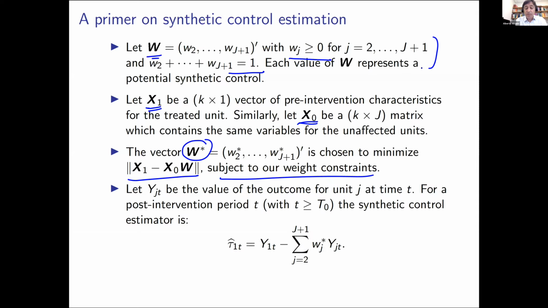Okay, and now once we have this W star, the estimation of the treatment effect in the synthetic control framework is easy. Your estimate is going to be just the outcome for the treated unit minus the outcome for the synthetic control. And this comparison, you can do it period by period, after the intervention.